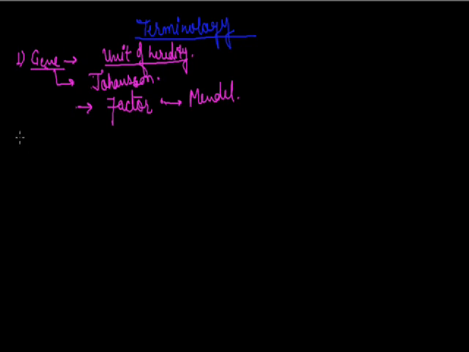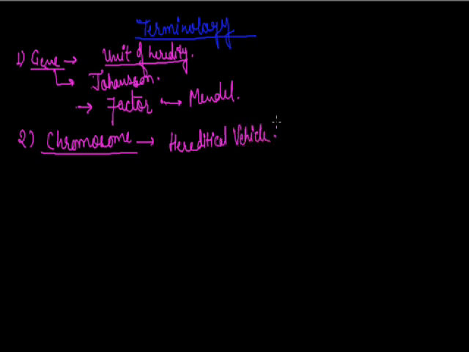The second term is chromosome. These are the structures on which genes stay. So you can say chromosomes are hereditary vehicles. These are responsible for carrying genes from generation to generation. These are made up of DNA threads. One chromosome can be indicated by two chromatids.